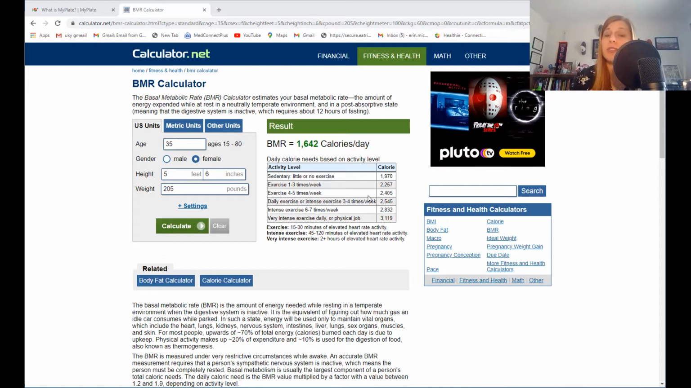anywhere from 200 to 400. So that's going to be 200 to 500. So that's going to be anywhere from 1,900 calories per day to 2,200 calories per day. Okay. And that's what's called a deficit. So the deficit is where you take your total energy expenditure, or your maintenance calories, and you subtract from it.